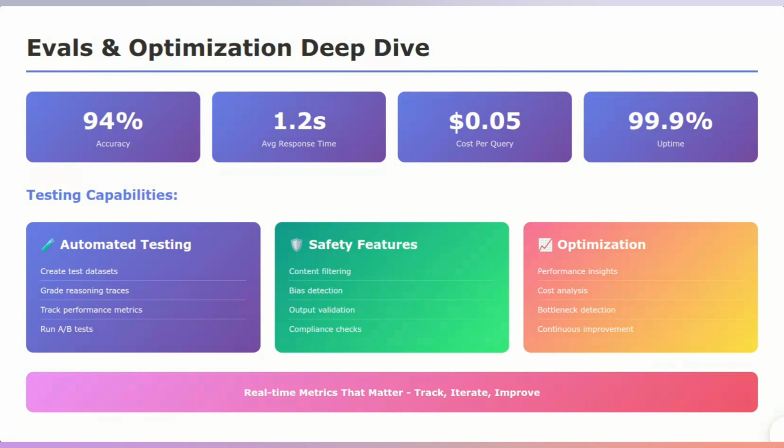On the safety side, you get content filtering, bias detection, output validation, and compliance checks. These aren't optional, these are critical for production systems.